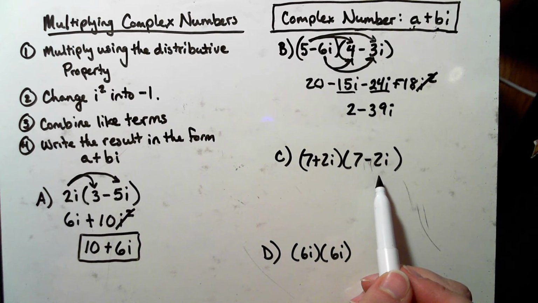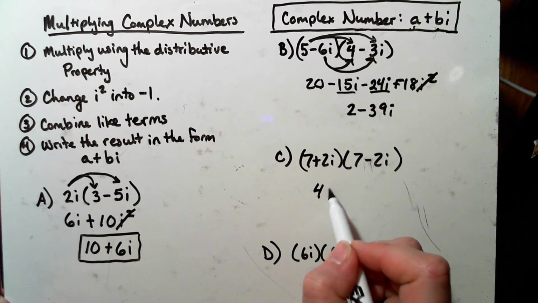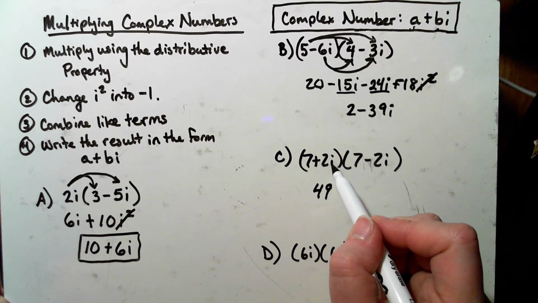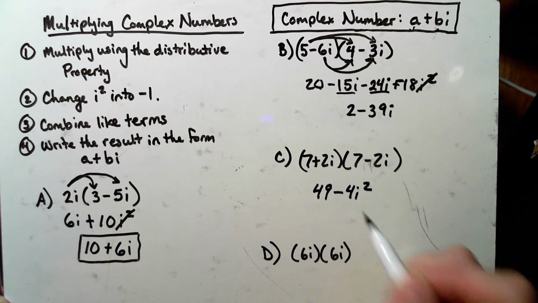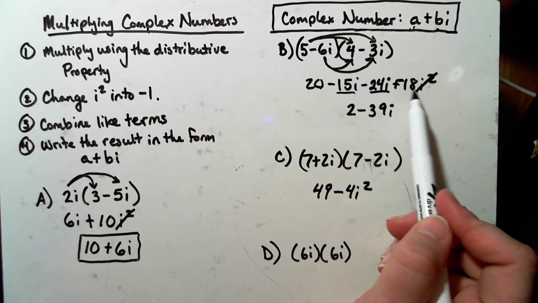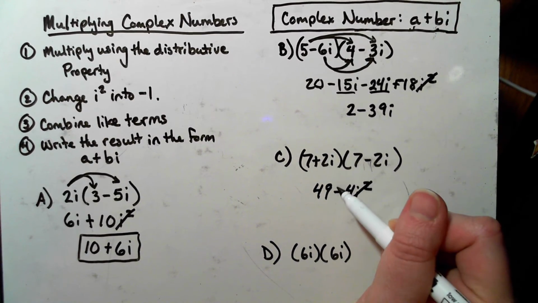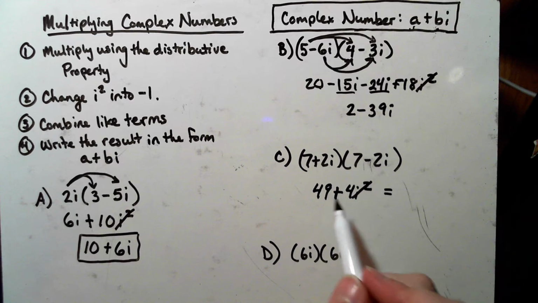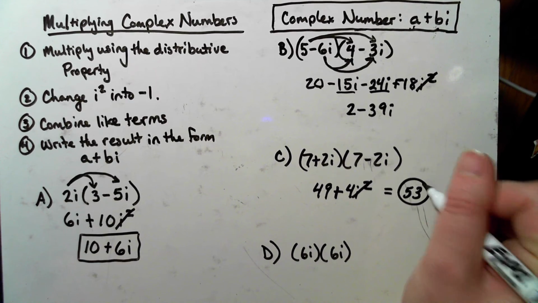The way we multiply a difference of two squares, if you know your special pattern, you square the first term, so that's 49. You square the last term, that's 4i squared, and then you write a minus sign in between. That's the special pattern. Now, if you don't remember your special pattern, I do suggest learning it because we use it often, but you can still just do your distributive property, and when you combine your like terms, you will get this. Now, all I need to do is change my i squared into -1 and then combine. 49 plus 4 is 53, and that's my answer.